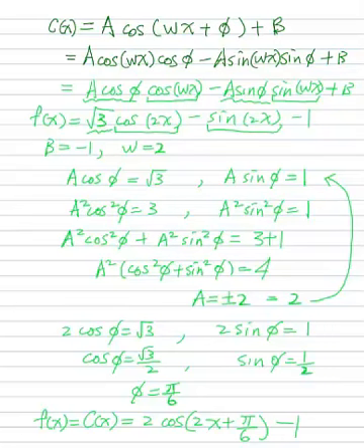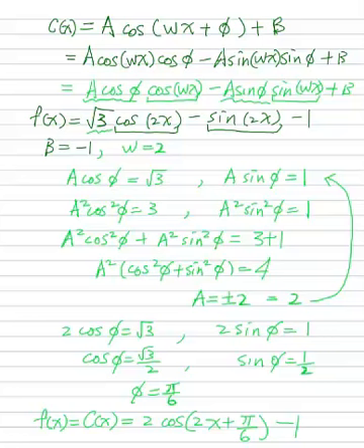We compare with f of x equals root 3 cosine of 2x minus sine of 2x minus 1. It is obvious that b equals -1. The others are not as obvious, so I rearrange the factor.